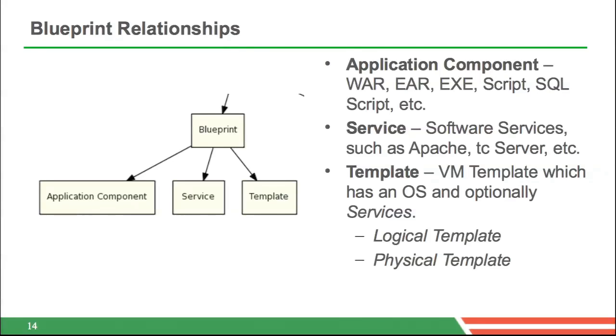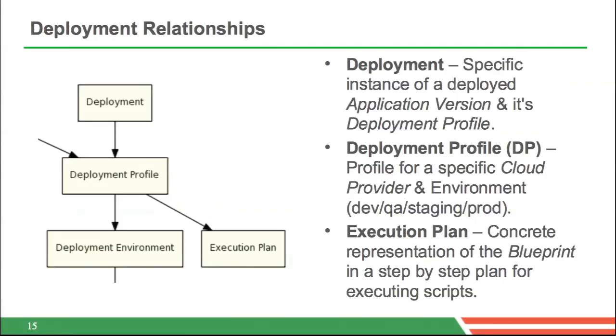And then templates are VM templates, and you have to at least have an OS set up on one, and you can optionally also have services predefined on them already and have that modeled. There are two different types. The logical template is what goes on the blueprint, and the physical template is what you'll map to in your deployment profile as you actually go to deploy an actual deployment instance. So deployment relationships: a deployment is a specific instance of a deployed application version, and you would choose a deployment profile to do that deployment.